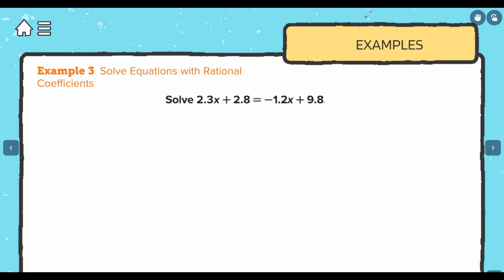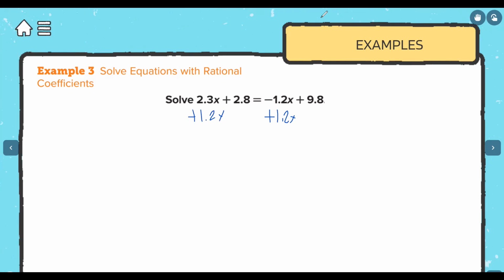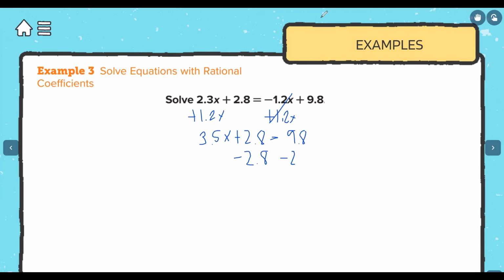Okay, so what we have to do is pretty much the same thing, right? We need to identify which one is the smaller variable. So in this case, it's a negative 1.2x, right? So we're going to add 1.2x to both sides. Okay, so we're going to have 3.5x plus 2.8 equal to 9.8. Okay, now we're going to subtract 2.8 from both sides. So we have 3.5x equals 7.